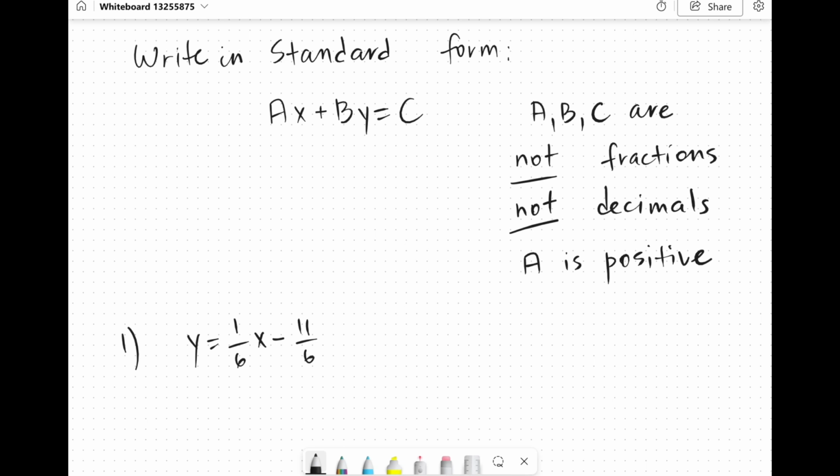So here's the next question. The next few will ask for standard form, which is ax plus by equals c. I wrote the conditions here again. A, b, and c cannot be fractions, they cannot be decimals, and a should be positive. So the first problem actually gives you the equation, but it is not in standard form. It's in y equals mx plus b form. We have to rearrange it so that it looks like the standard form.